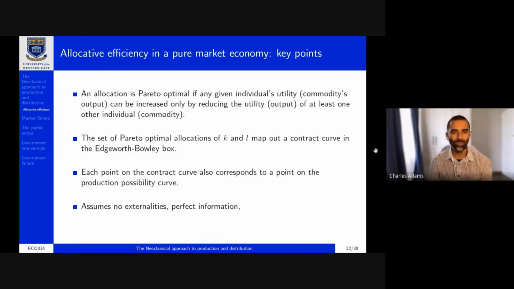Okay. So the key points of all of this is that an allocation is Pareto optimal if any given individual's utility can be increased only by reducing the utility of at least one other individual. The set of Pareto optimal allocations of capital and labor map out a contract curve in the Edgeworth box, and each point on that curve also corresponds to a point on the production possibilities frontier. Now, importantly, we made some assumptions to get to this analytical framework that tells us how we maximize welfare in an economy, where we take resources and we combine them, and through some production technology, we produce goods and services that households consume to maximize their utility.